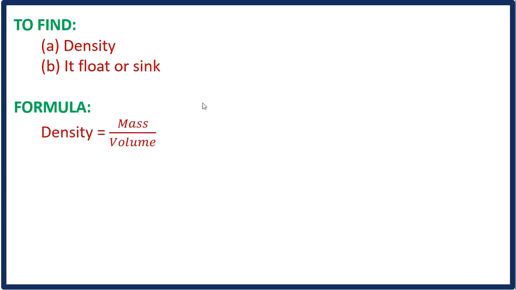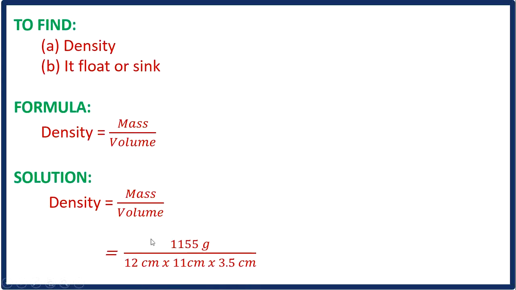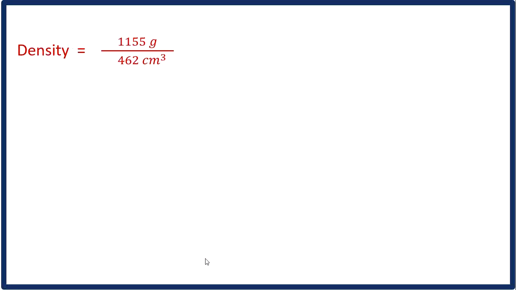The formula to find out the density is equal to mass by volume. Now we can calculate the value for density. Density is equal to mass by volume. The mass is given as 1155 gram, and the volume is length into breadth into height. So 12 centimeter into 11 centimeter into 3.5 centimeter. When we multiply the length, breadth and height, we get 462 centimeter cube. Now we can divide 1155 gram by 462 centimeter cube.